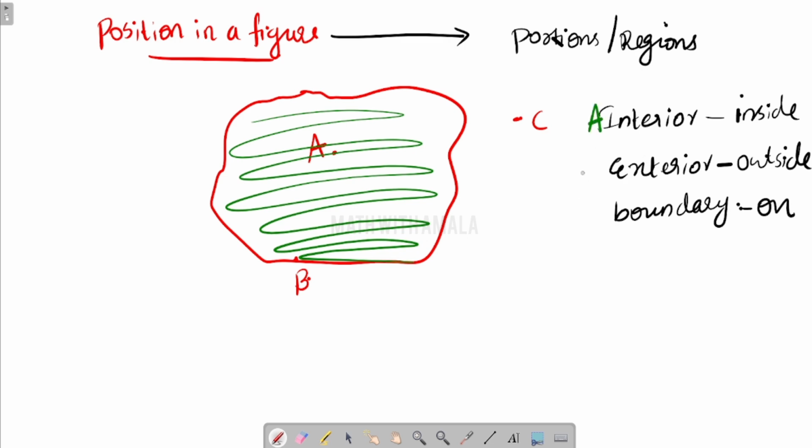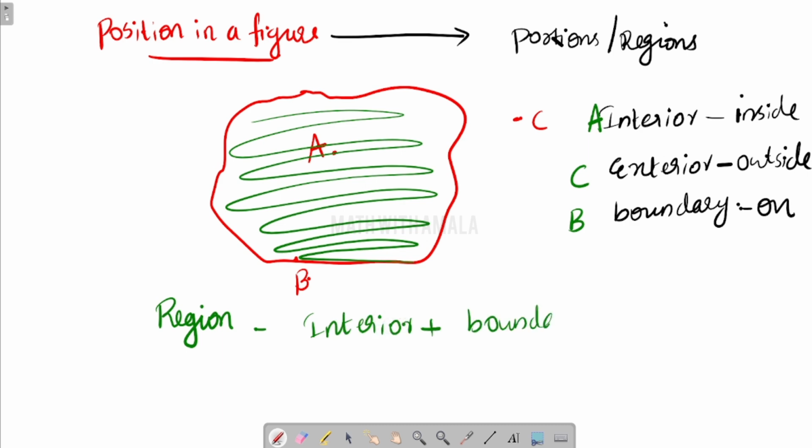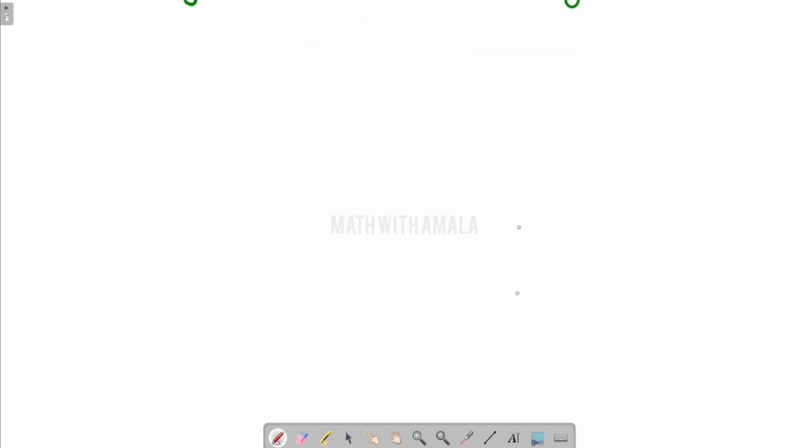So point A lies in the interior, point B lies on the boundary, and point C lies in the exterior of this figure. Now, what do you mean by region? Region means when we have the interior and the boundary together, then it is called a region. Interior plus boundary is equal to region.